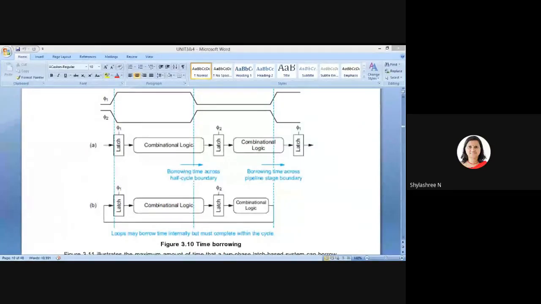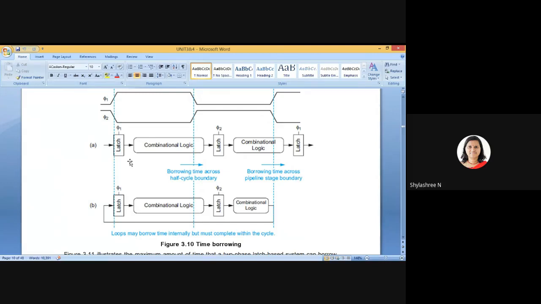So now we'll discuss the two-phase transparent latch based system, the current latches. So we know that the data can depart in the first latch on the rising edge of the clock, but does not have to set up until the falling edge of the clock on the receiving latch. So we are only going to do the setup on the falling edge of the clock, as we discussed for the maximum delay constraints.